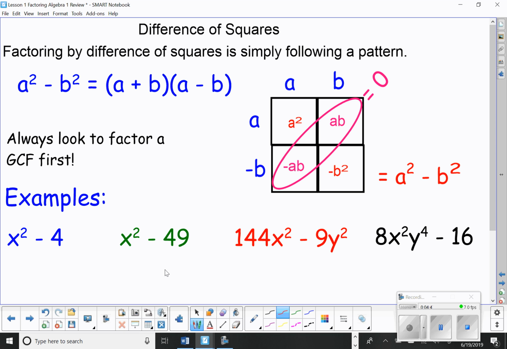So the difference of squares is simply a pattern. A plus b times a minus b. Why does it work? Well, a times a is a squared. A times b is ab. Negative b times a is negative ab. Negative b times b is negative b squared. ab plus negative ab makes a zero pair. So it drops out and you're left with the a squared minus b squared. Again, it's just a pattern.